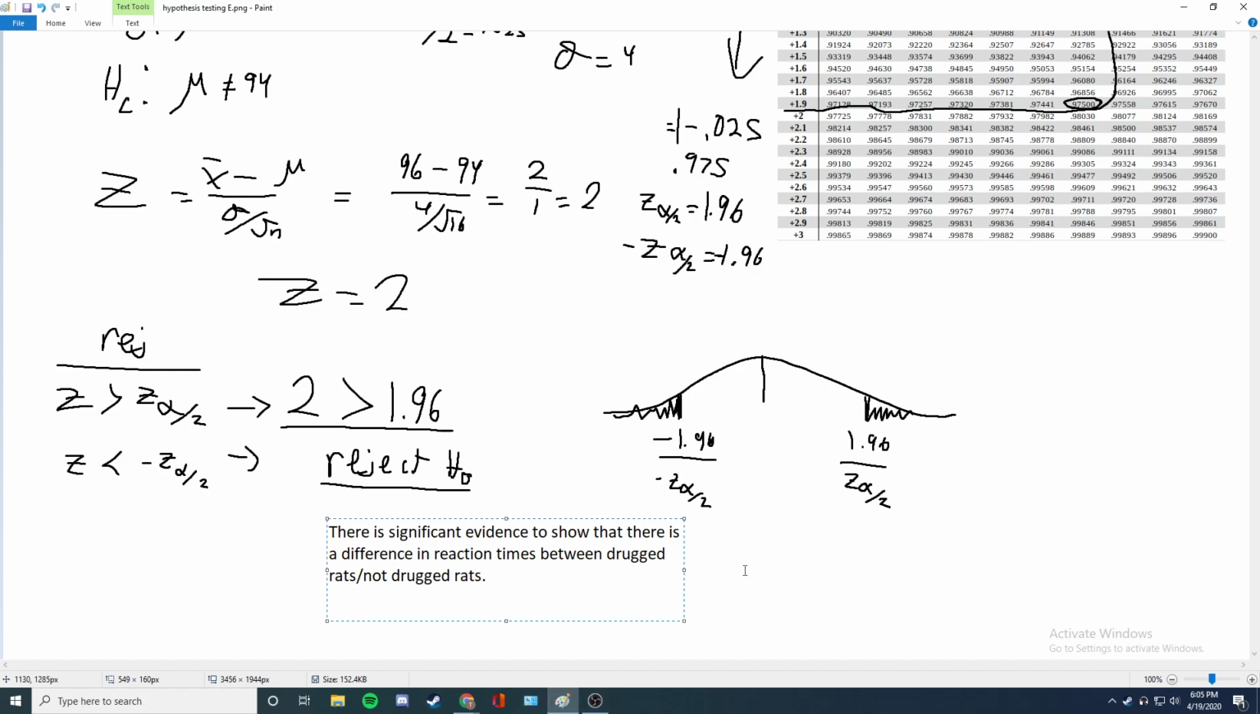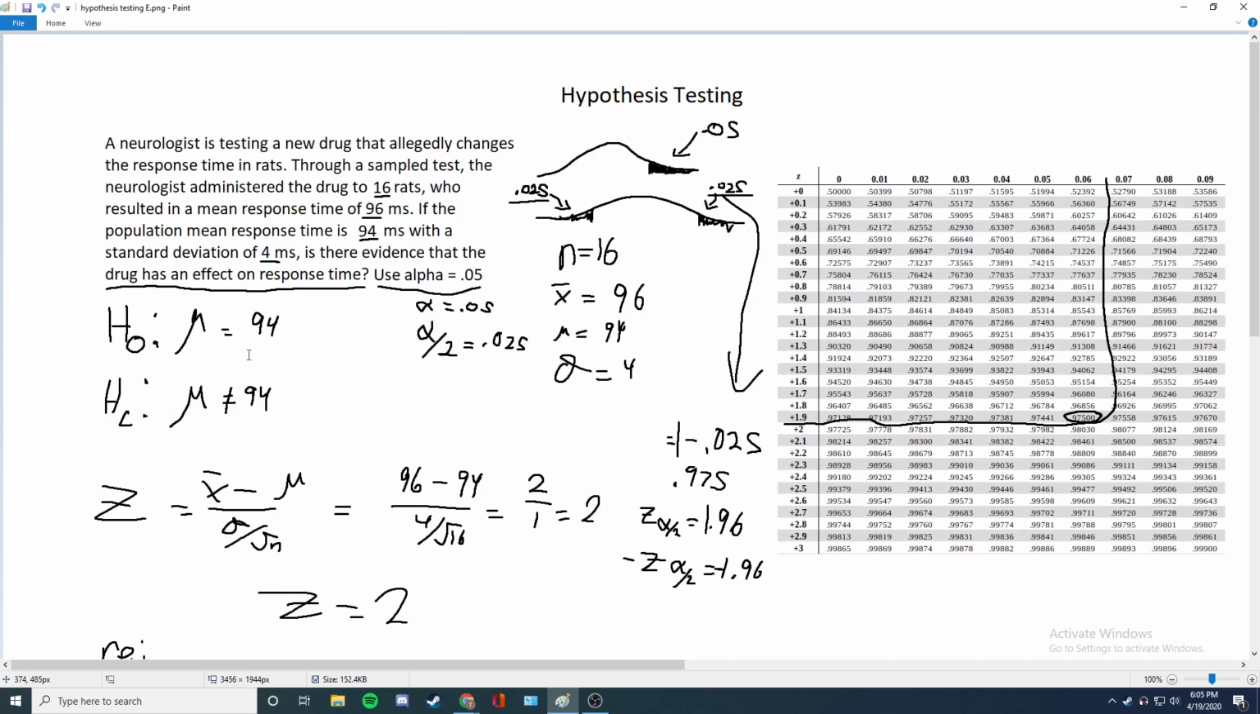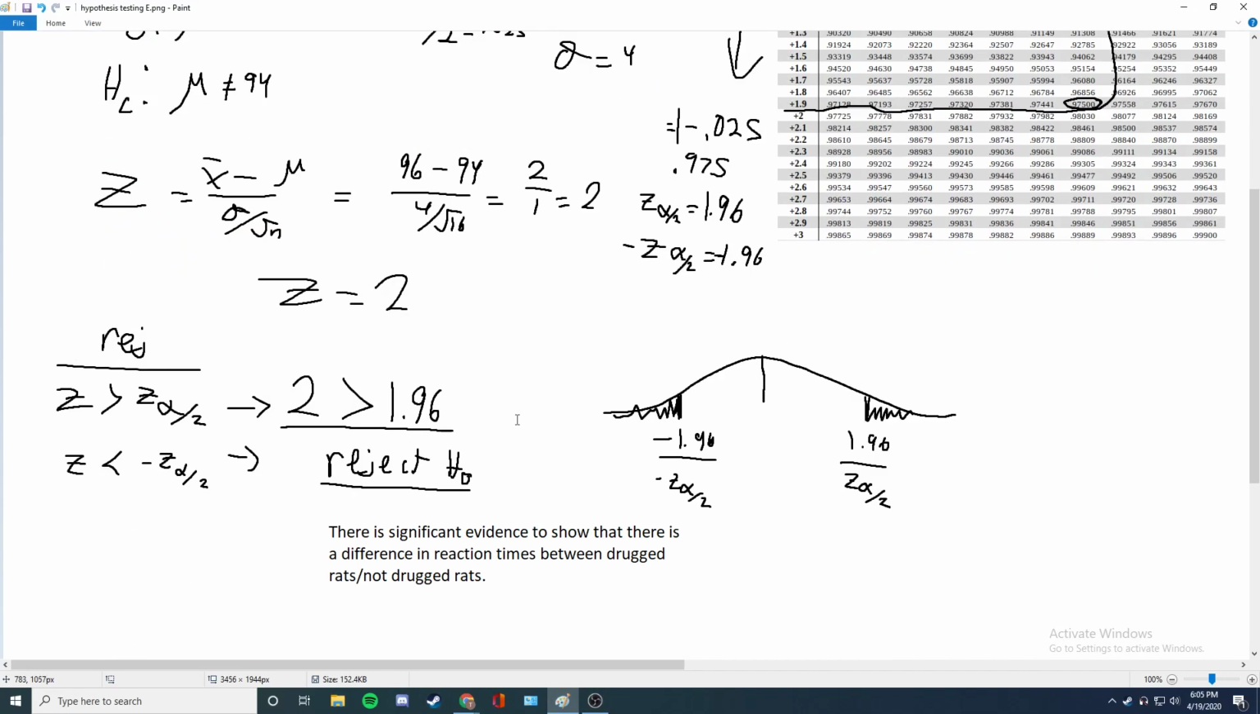So we just want to clarify in the context of the problem what this rejection really means for us. Because our null was that there is no change in response time, this means if we reject it, there is a change in response time.